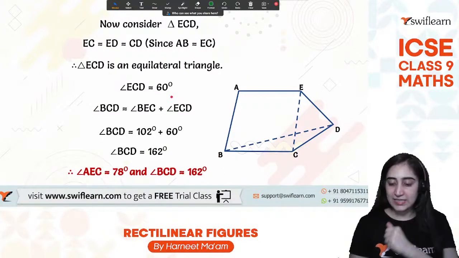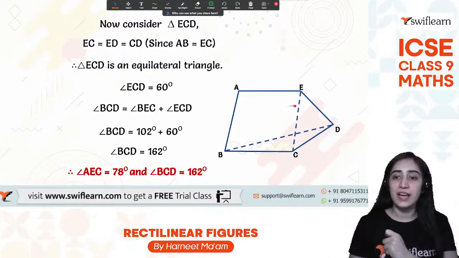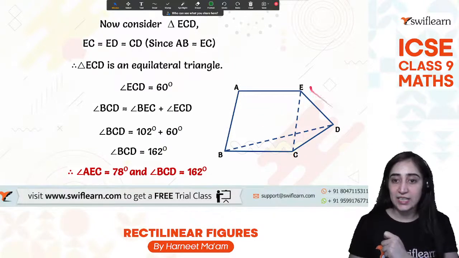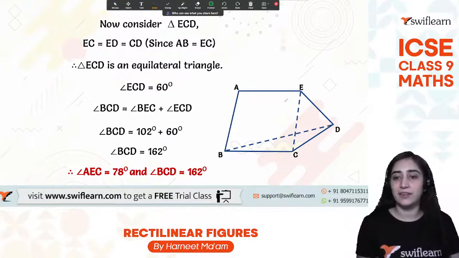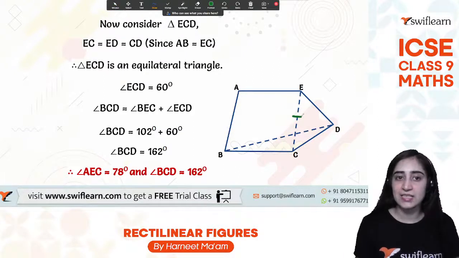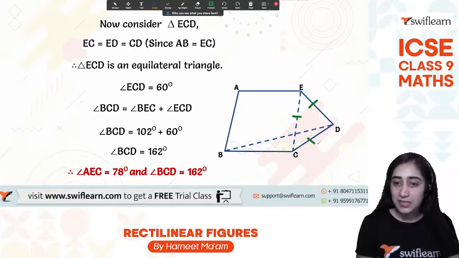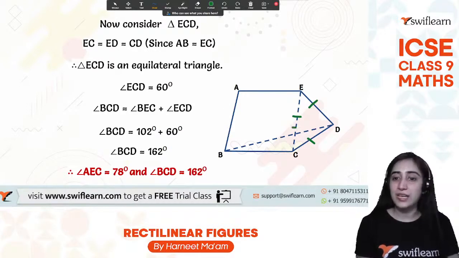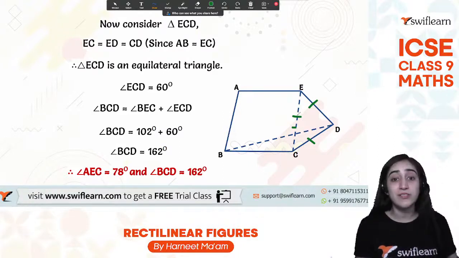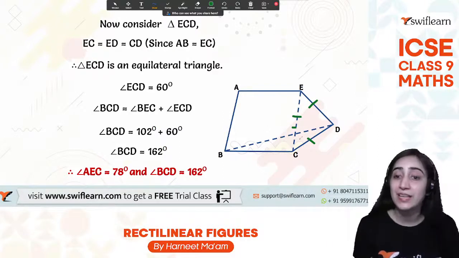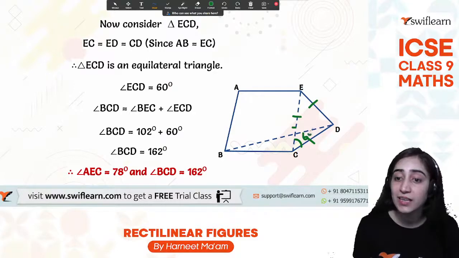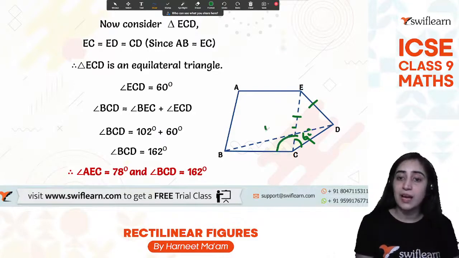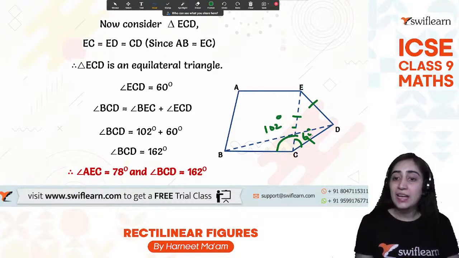Moving on, let's consider the triangle ECD. If we are talking about triangle ECD, then what it says is that EC is equal to ED is equal to CD, because AB is equal to EC. So what did we learn from this? Which triangle is this? An equilateral triangle. And what does an equilateral triangle say? That each angle is 60 degrees. I know this is 102 degrees. I know this is 60 degrees.